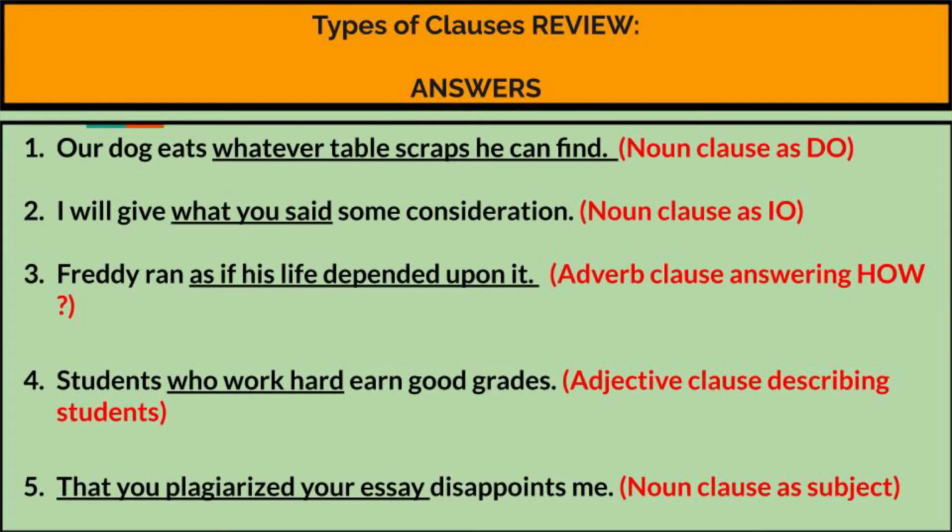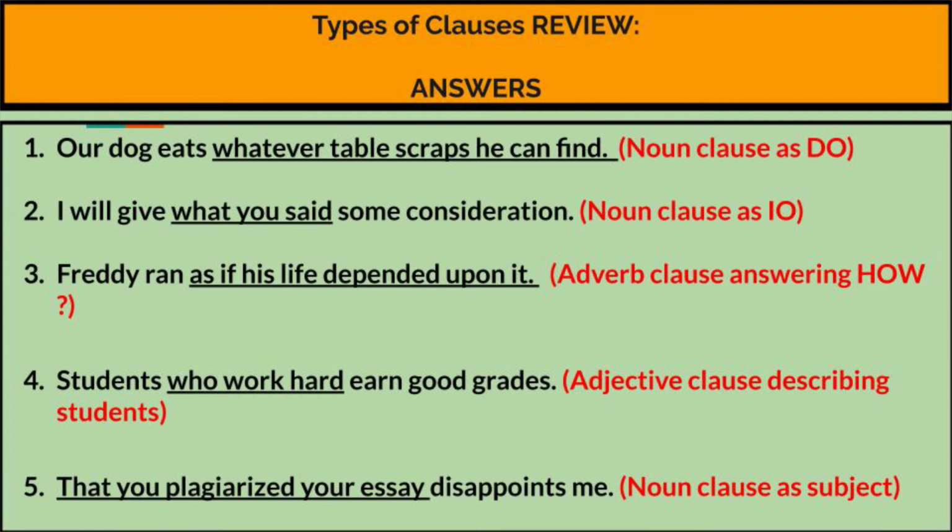So class, how'd you do? If you look on the screen, you'll see that I have identified what each underlined clause is. Number 1 says, our dog eats whatever table scraps he can find. That is a noun clause being used as the direct object. Look at number 2. I will give you what you said some consideration. That is a noun clause used as an indirect object.